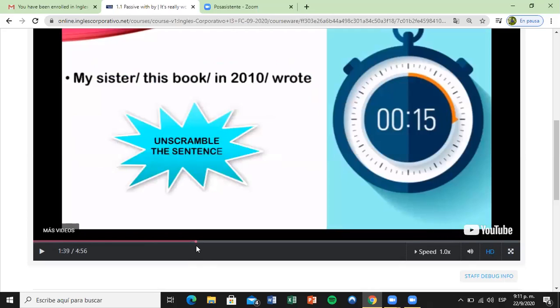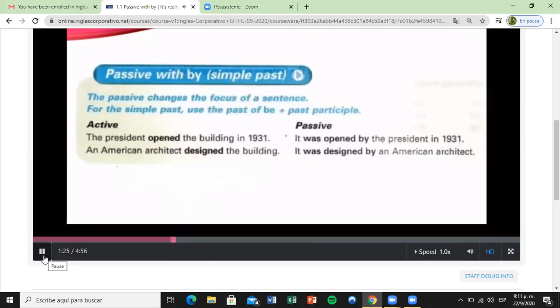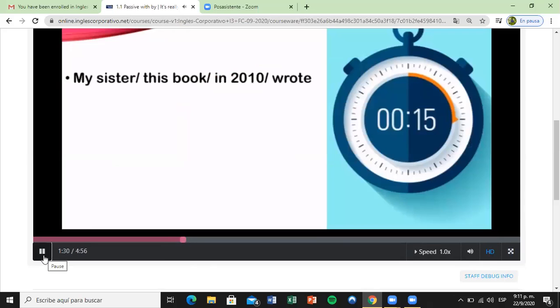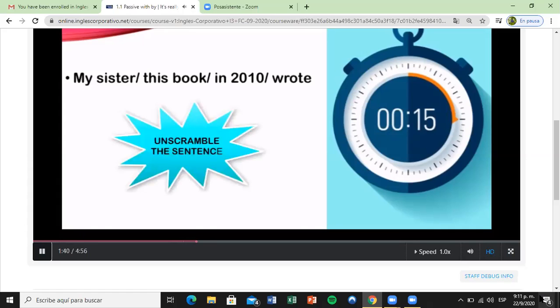Let me go back a little bit. We're going to unscramble them. Passive: it was designed by an American architect. I have this scrambled sentence for you. There you can see we have a sentence that says, my sister, this book in 2010 wrote. We want to make this into a sentence. This here is only the words. It's not a complete sentence. Can you try to unscramble the sentence and make sense of it?